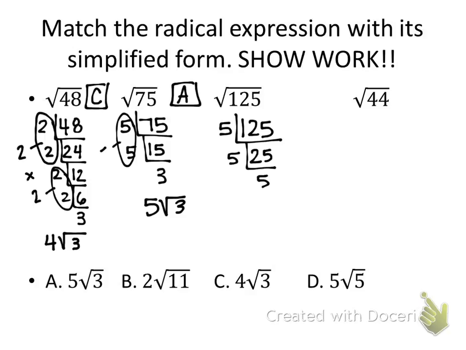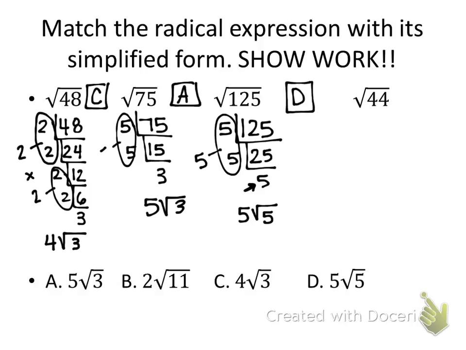What happens when I have 3? Can I circle them all and just say it's 5? No, we still have to find pairs. So 1 5 gets to be pulled to the outside, and the other stays underneath. So 5 times the square root of 5, this one is D.